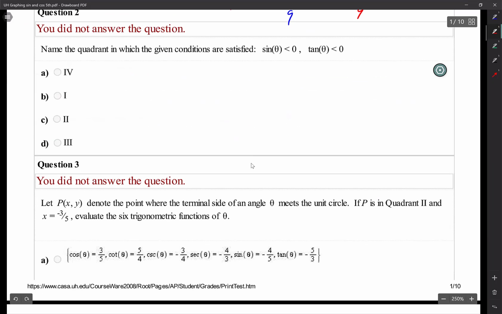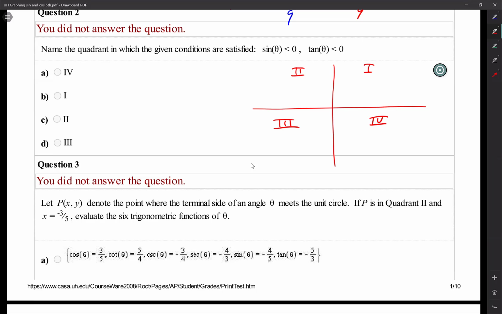Question number 2. It says, name the quadrant in which the given conditions are satisfied. And they tell you that sine is negative and tan is negative. Remember, in your quadrants here, that's quadrant 1, quadrant 2, quadrant 3, and quadrant 4. Use Roman numerals. It'd be all right if you use numbers 1, 2, 3, 4, but Roman numerals is the best way to describe those.